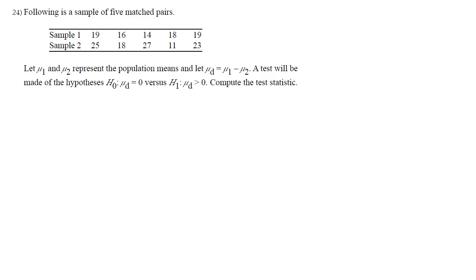Okay, 24 and 25 are together as well. The following is a sample of 5 matched pairs. These pairs are matched with each other. Matched pairs. Now when you see that term matched pairs, that means these samples are dependent.